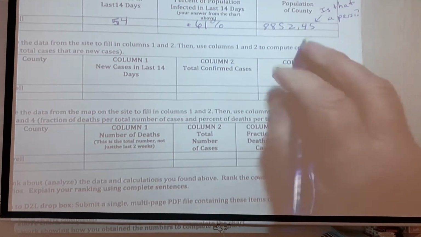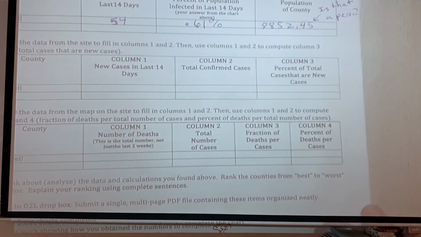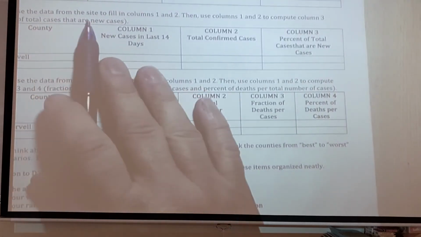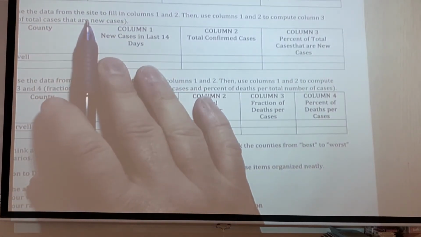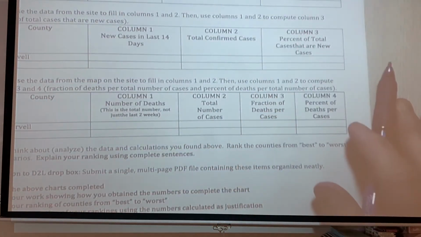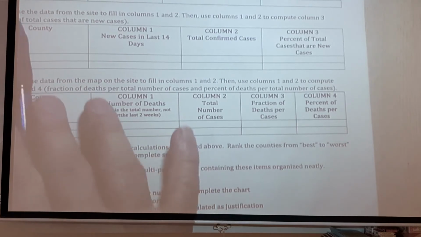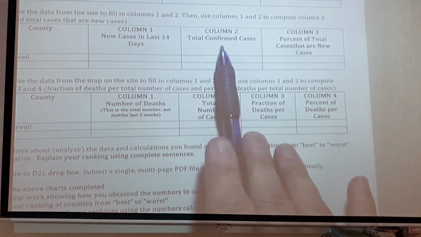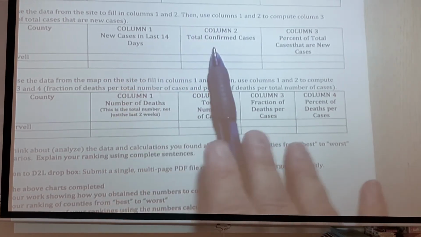Is that a person, 0.45? How can a population be a point? Okay, now we're gonna use the data from the site, because we're rounding somewhere, they're rounded at some point, that's the reason we end up with half a person. So we're rounding it up. Use the data from the site to fill in columns 1 and 2, and then use 1 and 2 to compute 3.